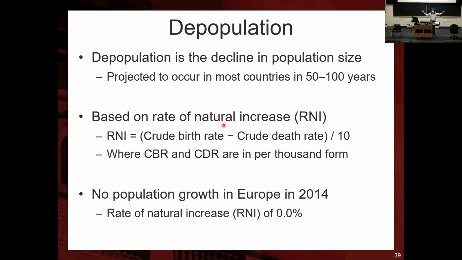When you subtract one from the other, they're still per 1,000. If you divide it by 10, then now the rate of natural increase is reported in percentage terms, right? So the rate of natural increase is not reported in thousands as the crude birth rate and death rate are, it's reported in percentage terms. So already in Europe as a whole, there was observed no population growth in 2014. So a rate of natural increase of 0%.